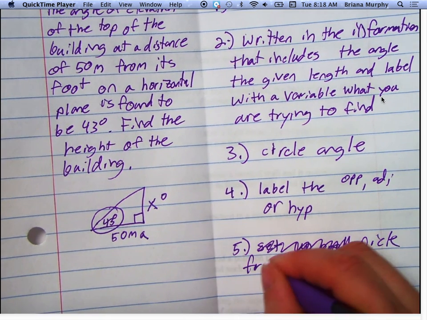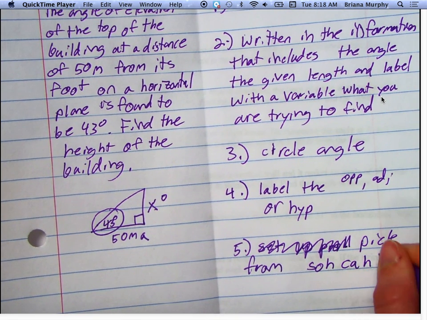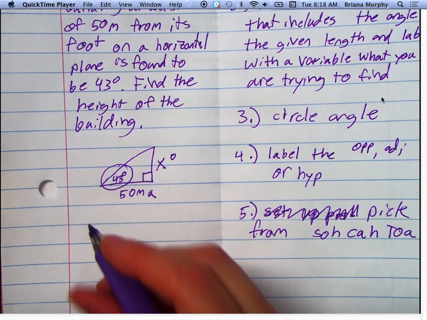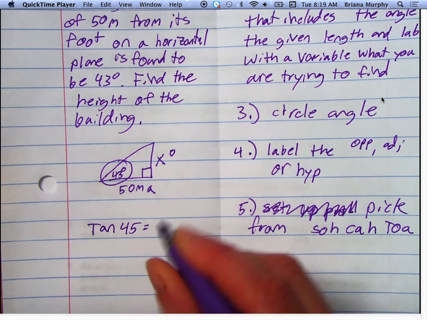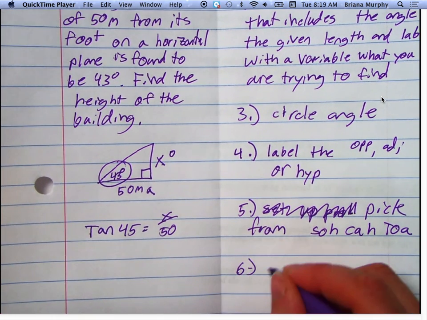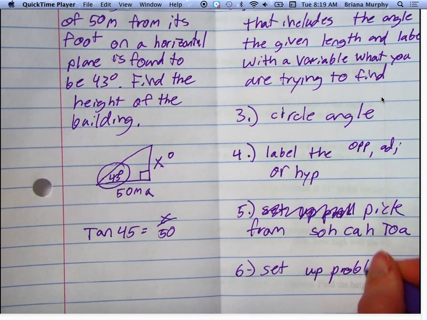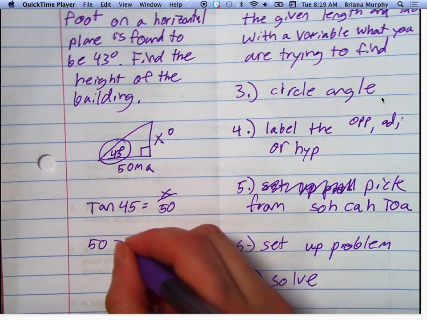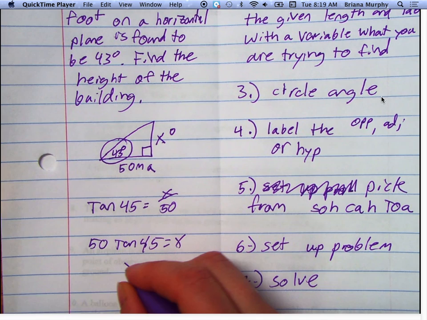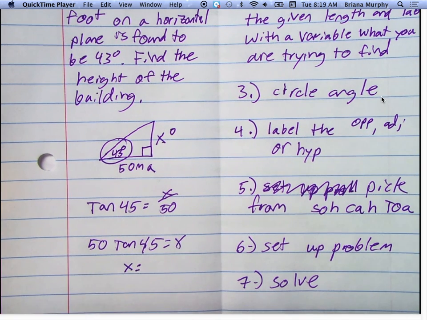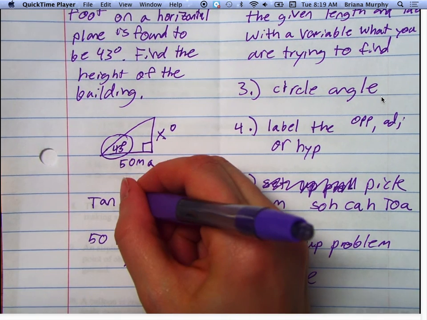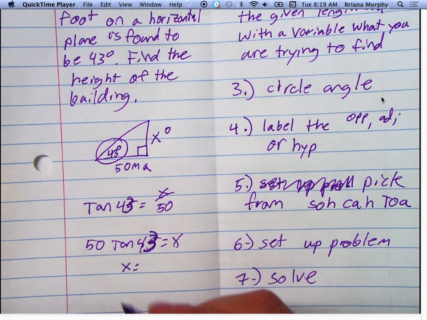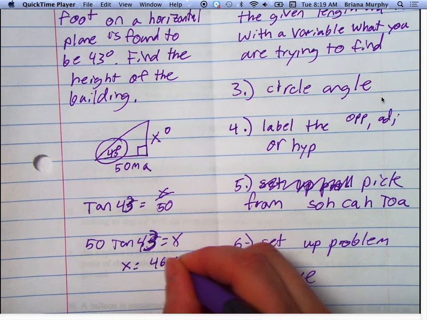Pick from SOHCAHTOA. So in this case, it's going to be what? Sine, cosine, or tangent? Tangent. And then we set up the problem. And then we solve. So we get 50 tan 45 equals x. So x equals what? Oh, it's 43, not 45, isn't it? Don't want to put in the wrong thing. And so I get 46.6 meters. The height of my building.